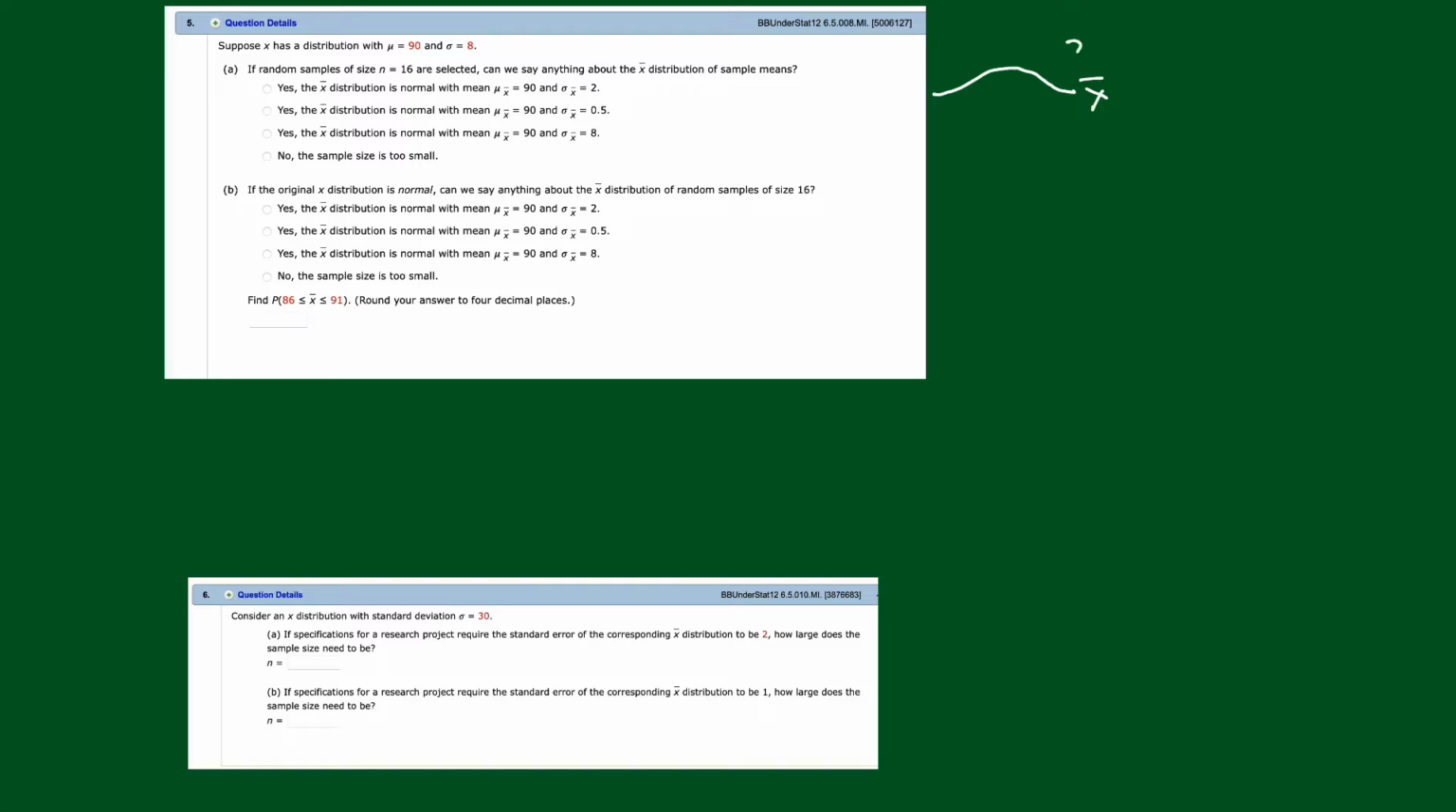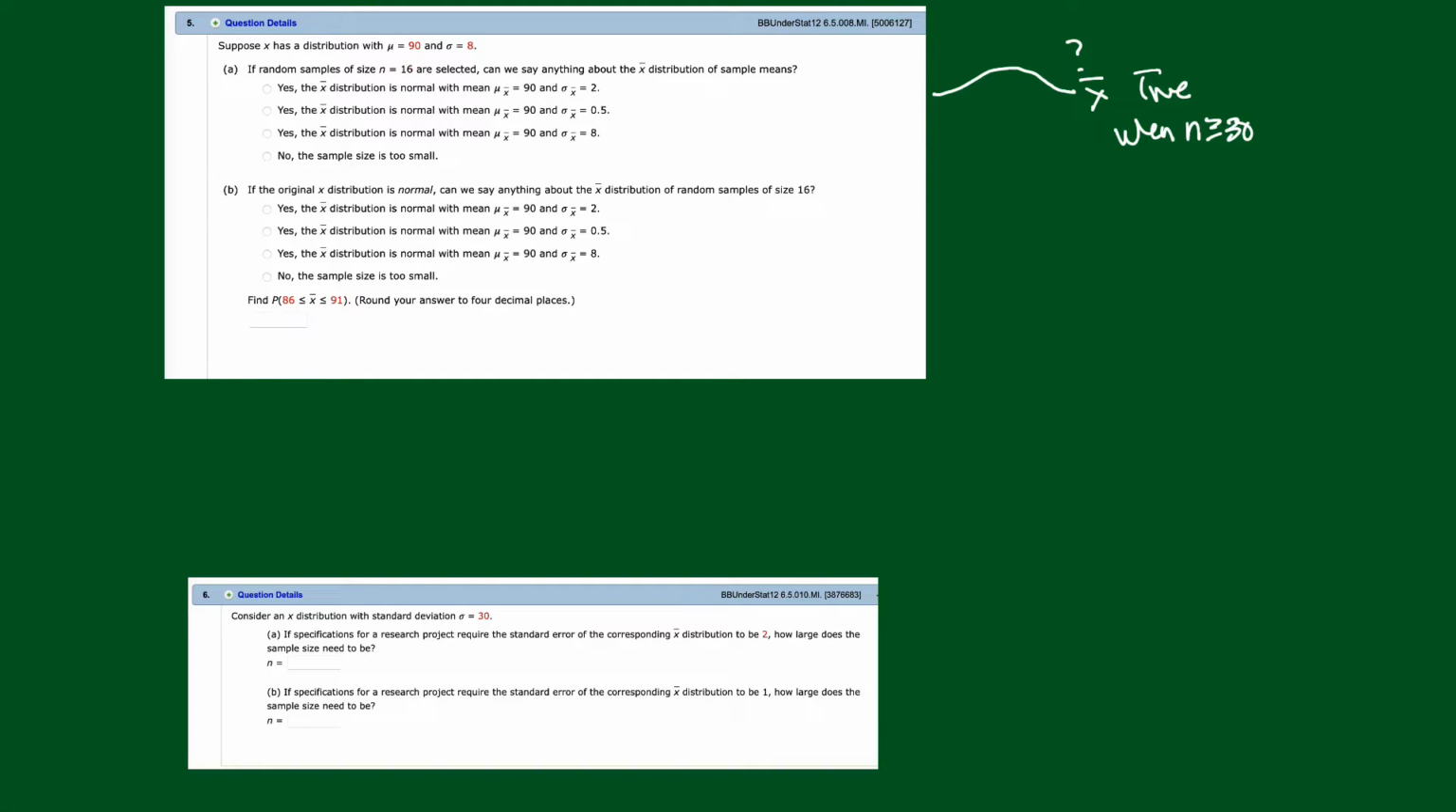Can we say that? Well, we don't know anything about the population. It just says X has a distribution. It doesn't say anything about the distribution of X bars. Now, here's what I know. This is true when n is greater than or equal to 30. Our sample size is only 16. So I think it's too small. I don't think we can say anything about this.